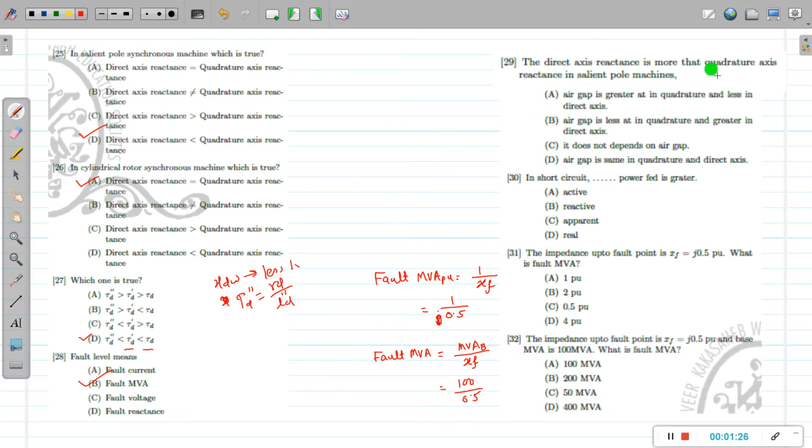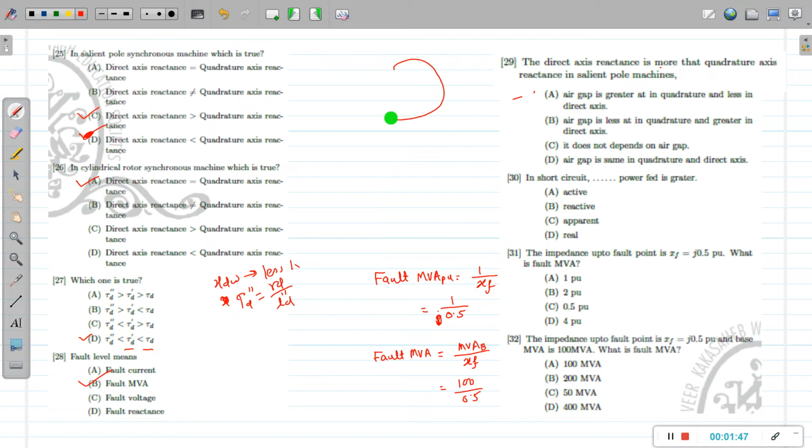The direct axis reactance is more than the quadrature axis reactance. Sorry, I have answered this wrong. So in the 25th, the direct axis reactance is more than the quadrature axis reactance. The direct axis reactance is more than the quadrature axis reactance in a salient pole machine because the air gap is greater.